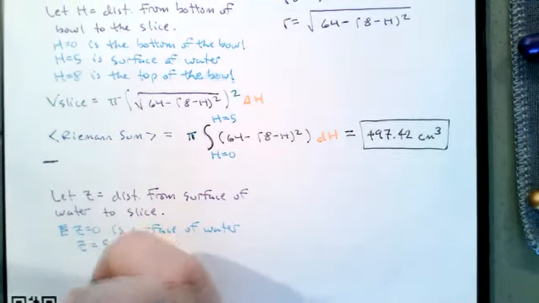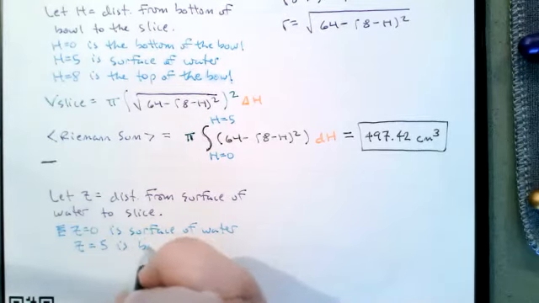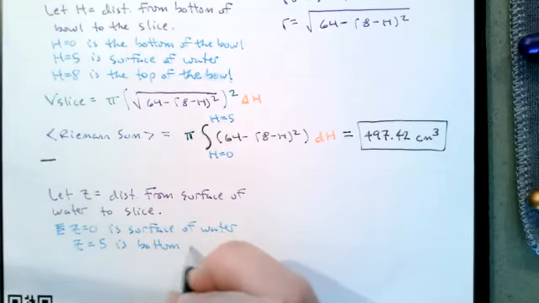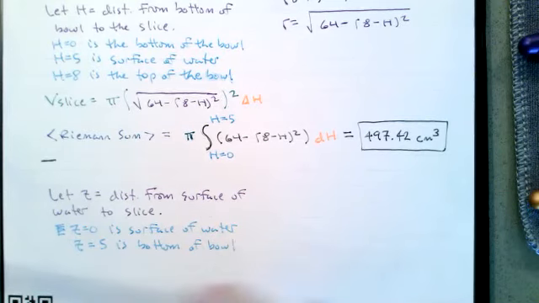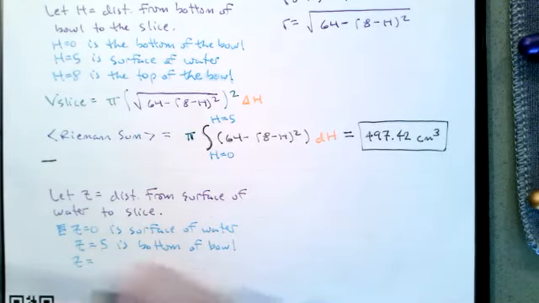Z equals 5 is the bottom of the bowl. And the top of the bowl, although we don't need it, is at -3.